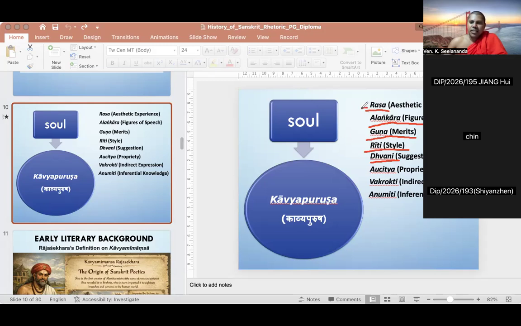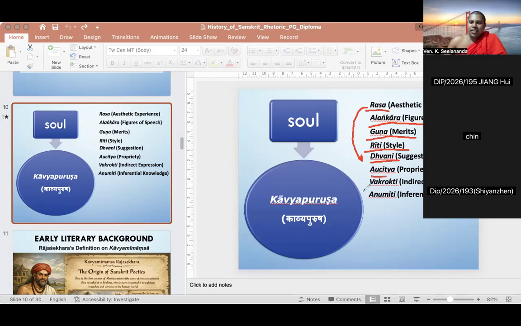But later, I don't know whether you know Abhinavagupta, there is a criticism. Abhinavagupta explains what is the nature of the rasa. After Abhinavagupta, there was a rasa school as a separate one.